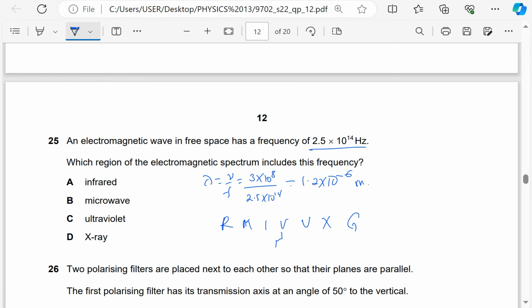Here, the visible light is 10 to the power of minus 7. So wavelength increases this side. So 10 to the power of minus 6 is on the left hand side of visible light. So the answer is going to be A, infrared. Of course, for microwaves, it will be around 10 to the power minus 4, minus 3, minus 5. Ultraviolet and X-ray are automatically wrong because they're on the other side, lower wavelength than visible light. So the answer is going to be A.